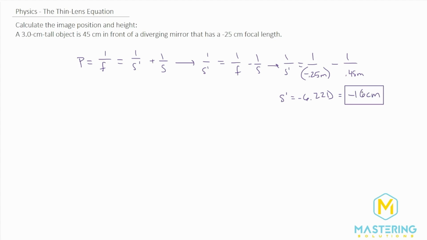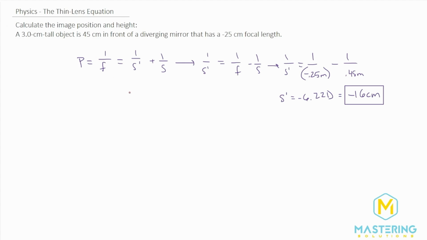The negative on an image position, like we were talking about, tells us if it's a real or a virtual image. Negative indicates virtual. So you will always get a virtual image with a diverging mirror.